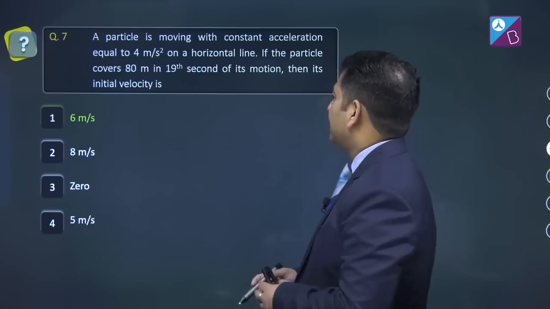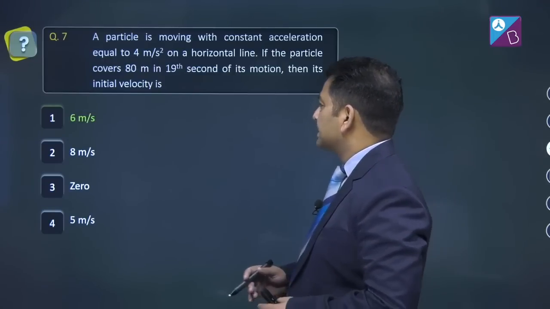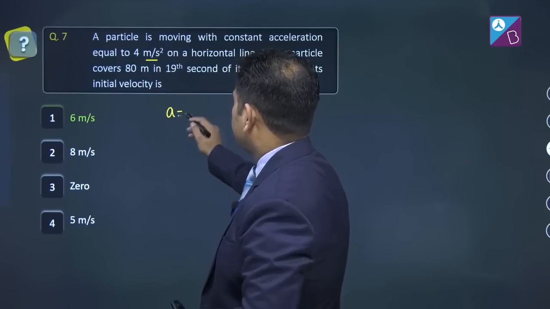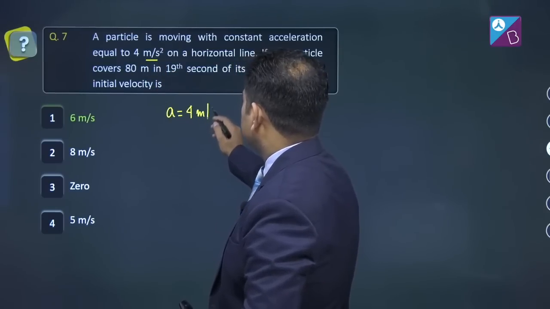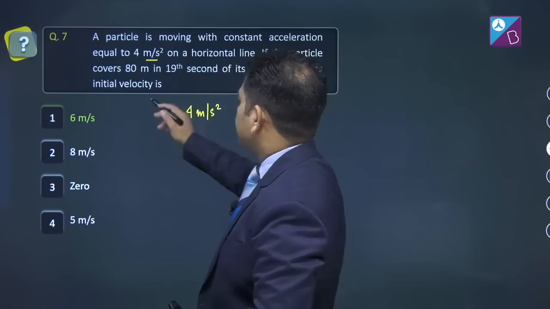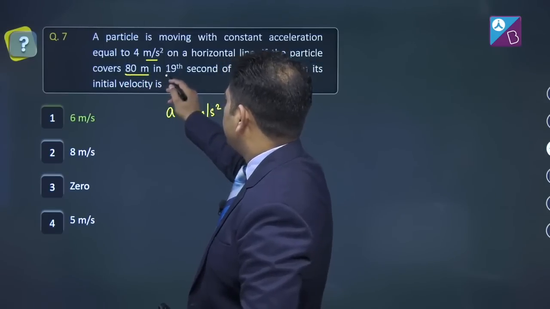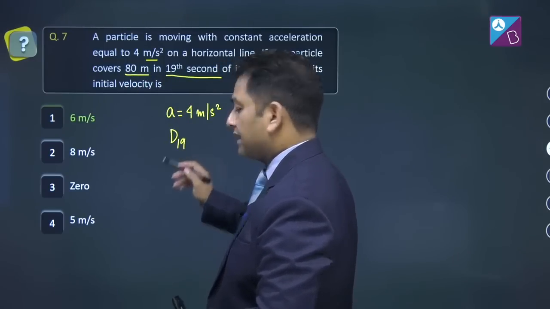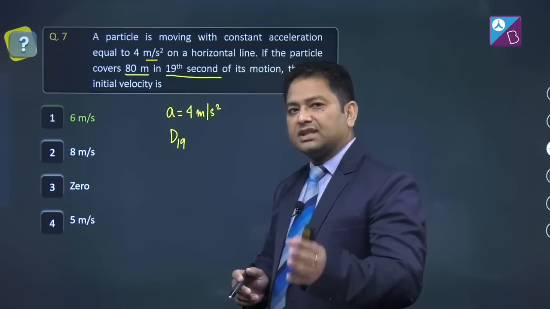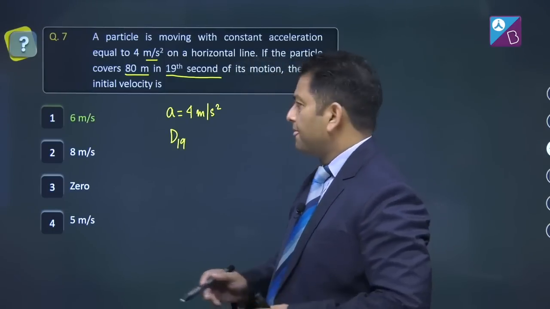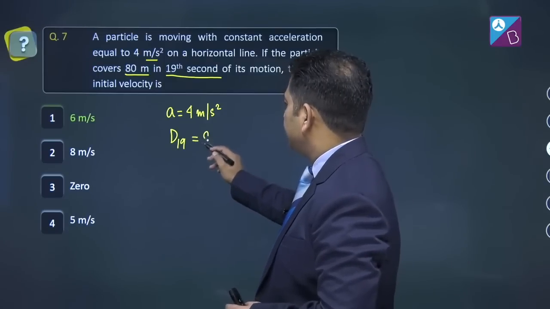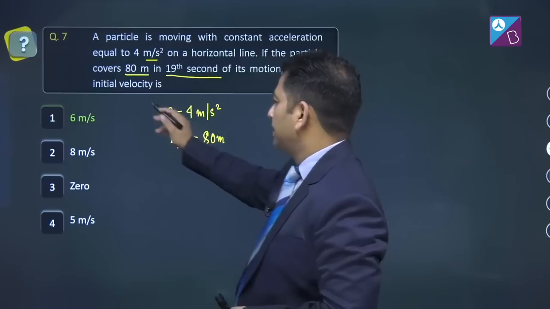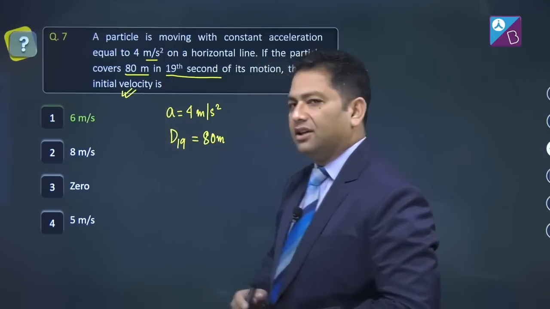Question ये कहता है, a particle is moving with constant acceleration, यानी acceleration की value दी गई है 4 meter per second square. The particle covers 80 meter in 19th second. 19th second है, 19 second नहीं. So this is D19. And that value is 80 meter. On the basis of this information, मुझे calculate करना है initial velocity.